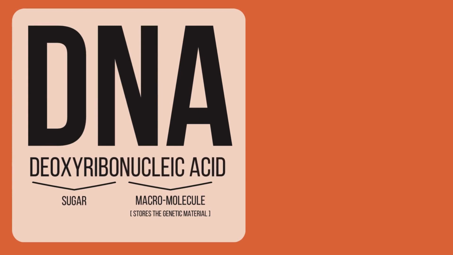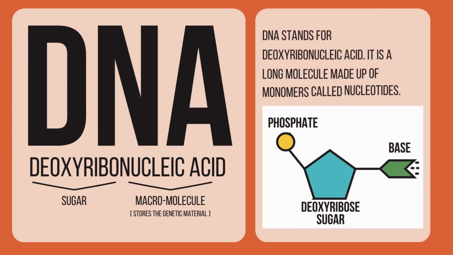DNA is made up of deoxyribonucleic acid, made up of sugar, which is deoxyribose. One OH is removed and hydrogen is replaced, and the macromolecule stores the genetic material. DNA stands for deoxyribonucleic acid. It is a long molecule made up of monomers called nucleotides. The monomers unite together to form the long strand of DNA.